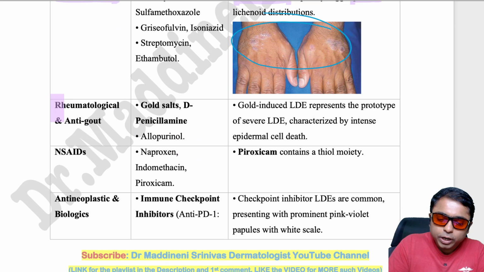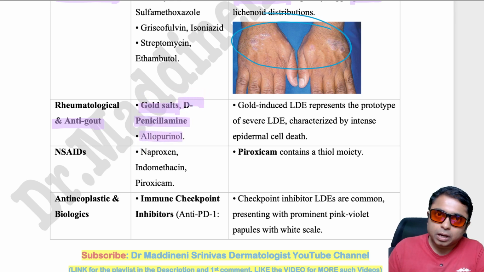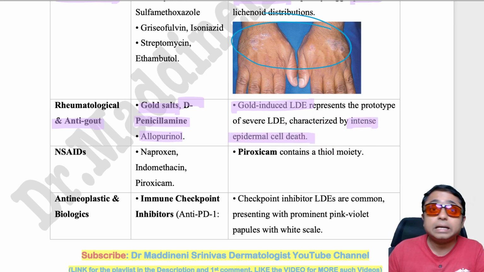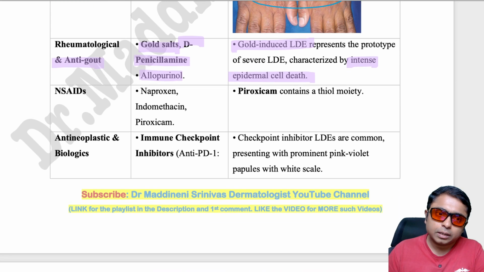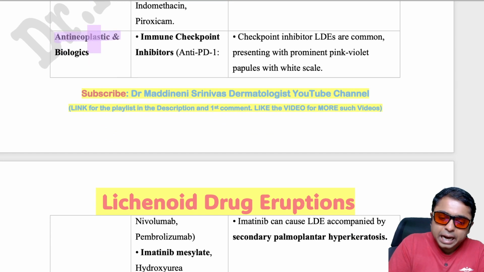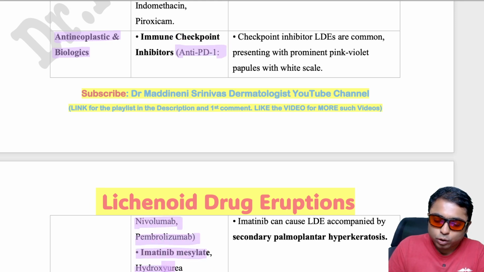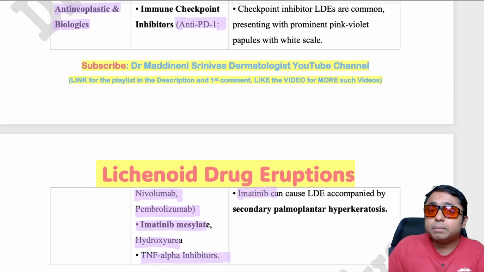Next we have the rheumatological and anti-gout medications: gold salts, D-penicillamine and allopurinol. Gold-induced LDE is very classical, and it is going to be very severe because of the intense epidermal cell death which can occur in this condition. Next is antineoplastics and biologics. These medications are used in cancer chemotherapy: anti-PD-1 agents, nivolumab, pembrolizumab, imatinib, hydroxyurea, TNF-alpha inhibitors. Imatinib especially could be associated with secondary palmoplantar hyperkeratosis.